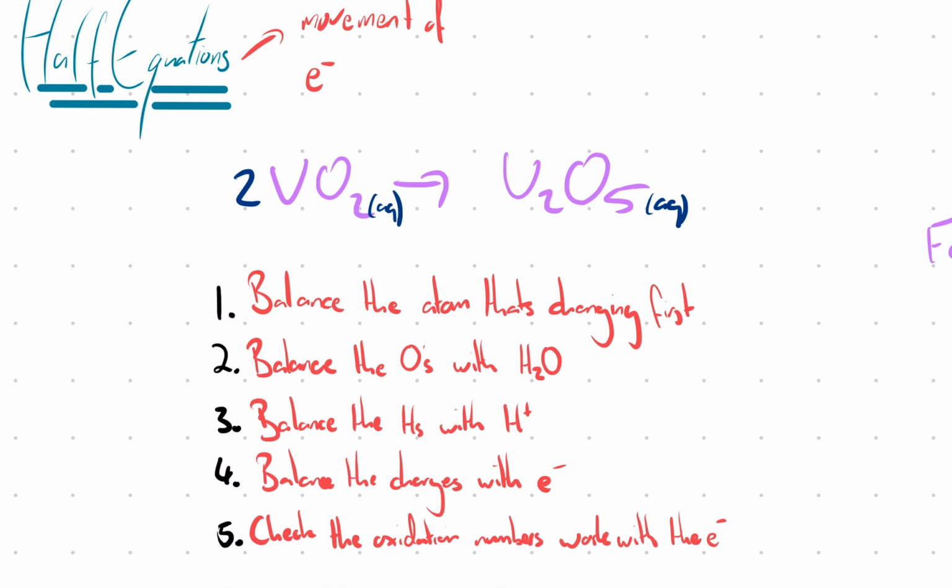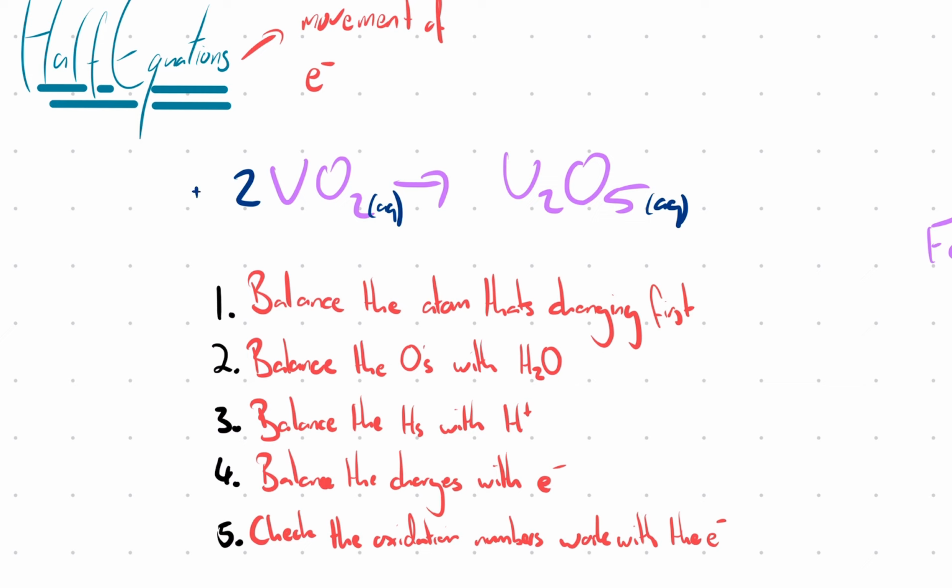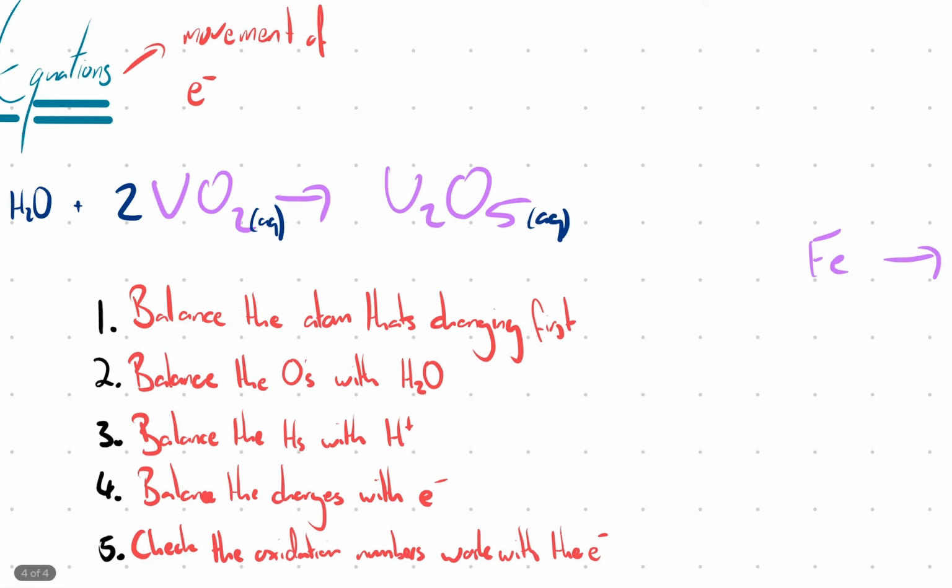So, next step, balance the O's with H2O. We're able to do that because we've got that excess of water. So we've got 5 H2O on the right, 4 on the left. So we need one lot of H2O to balance that out. Next, balance the H's with H+. So here you can see we've got 2 H on the left, none on the right, so we're going to add 2 H+ to balance the hydrogens.